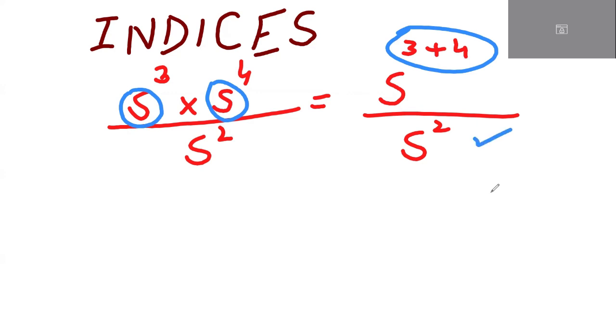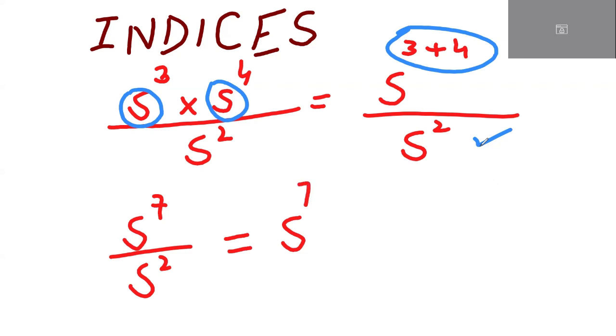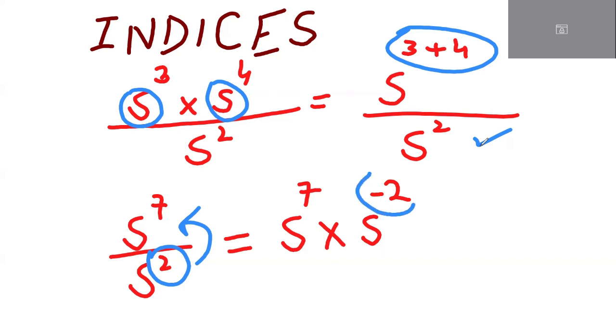Now continuing further. Numerator becomes s to the power 7 divided by s to the power 2. s square in the denominator will come in numerator and it will become s to the power negative 2. Okay, why did it become s to the power negative 2? s square, it comes up, so the power will become negative. So it becomes like this, minus 2.